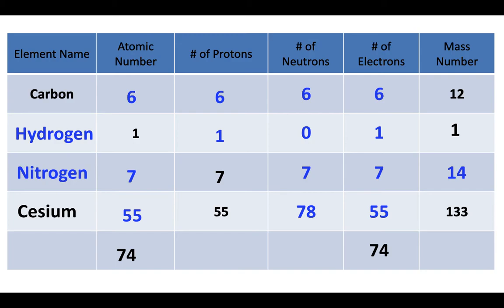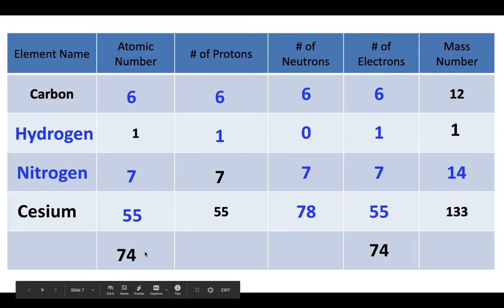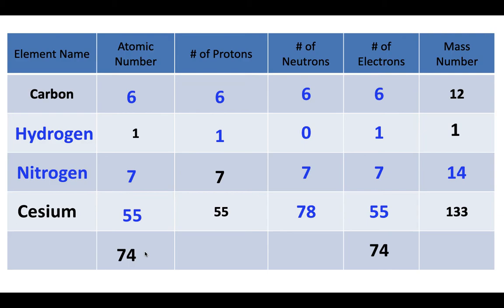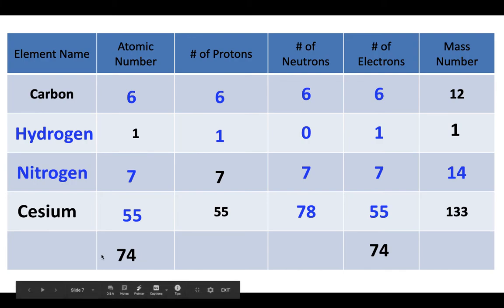Let's try one more together. The next one we're going to do has an atomic number of 74. What is that element? This is a weird one. It is unique. The symbol is W. The element is tungsten.